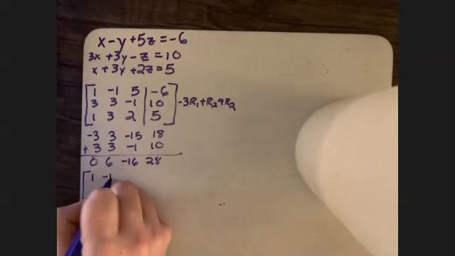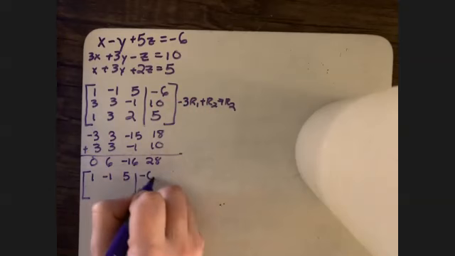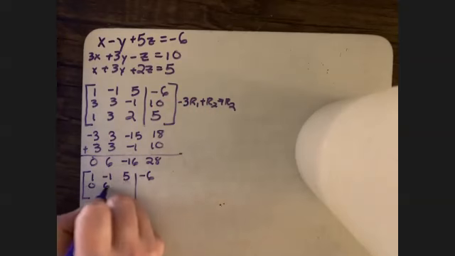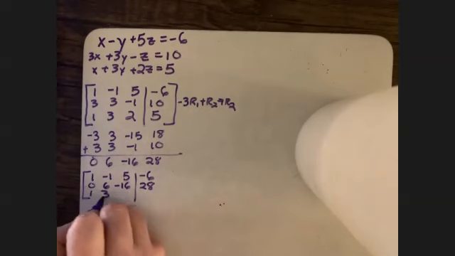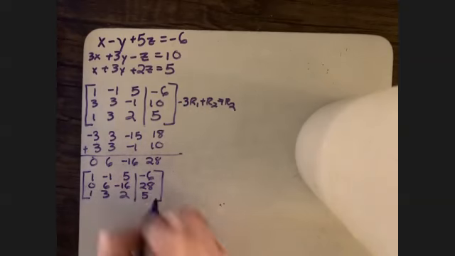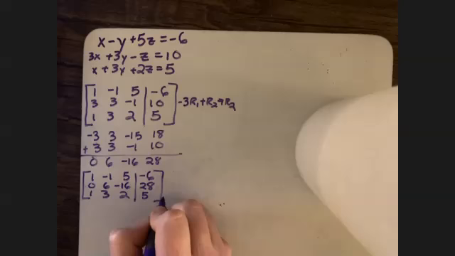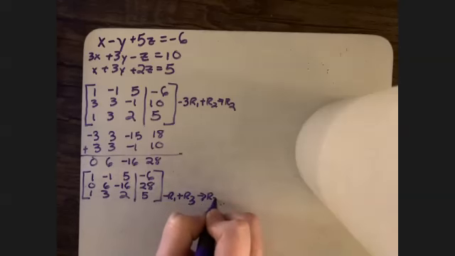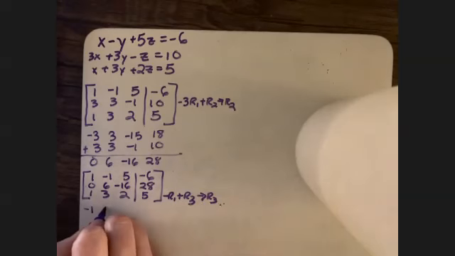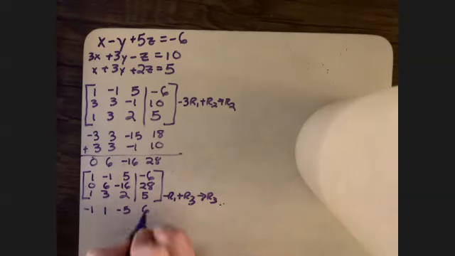So I've got 1, -1, 5, -6, 0, 6, -16, 28, 1, 3, 2, 5. Okay. Now, I just need a -1, so negative row 1 plus row 3. And that's going to be my new row 3. So it'll be -1, 1, -5, 6, 1, 3, 2, 5.